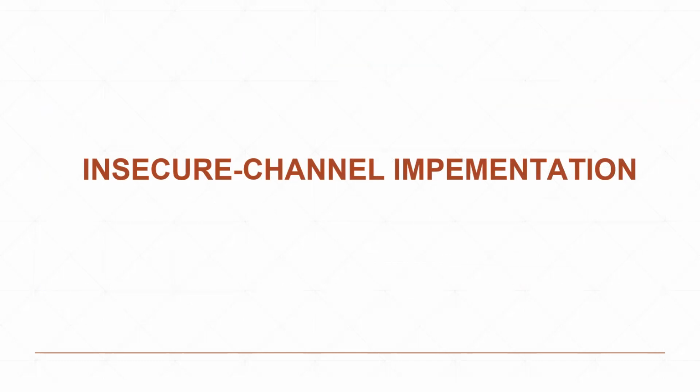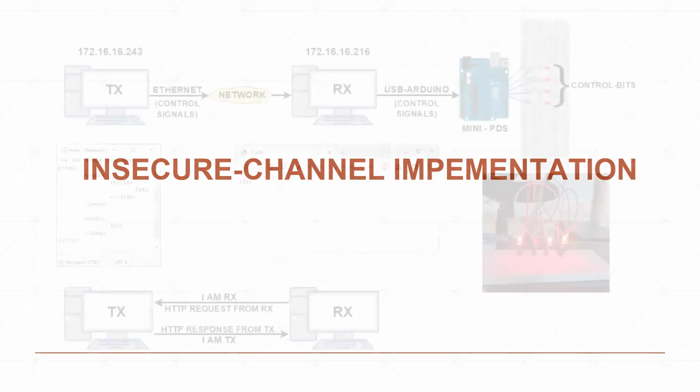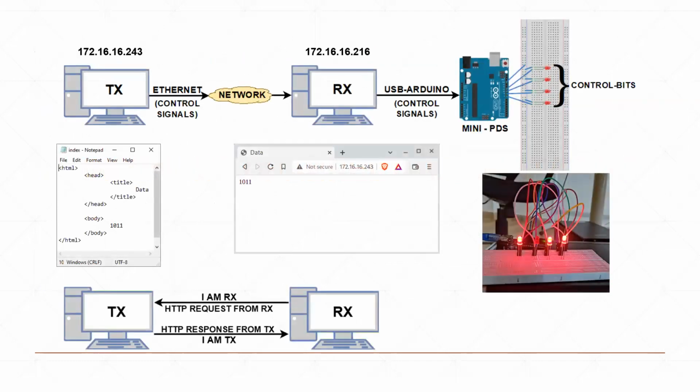So coming to the insecure channel implementation we have developed. We have two PCs connected to the same local network to demonstrate the working of a prototype we developed using an Arduino-based testbed, hereafter called mini PDS. In this, a transmitter PC, TX, hosts an HTML file over Ethernet. The receiver PC, RX, connected to the same network makes an HTTP request to TX, accessing the 4 control bits hosted in the HTML file at TX. TX then responds to the request and sends the control bits to RX.